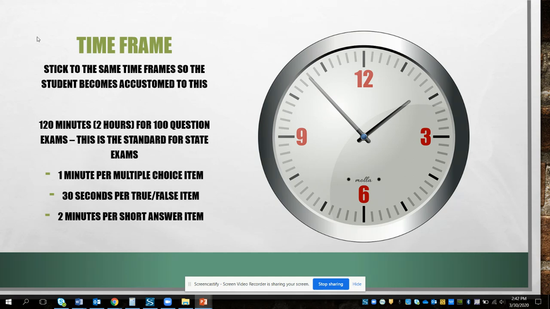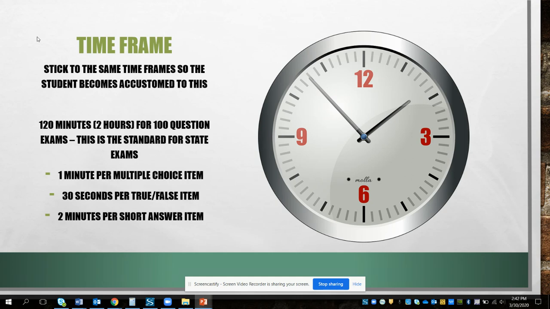Now, looking at time frame for answering questions, it's important that you stick to the same time frame so the student becomes accustomed to this. I usually give 30 minutes per 20-question quiz. Some of those have matching, some of them have short answer, but usually 30 minutes for every quiz and 2 hours for every test. The reason that I do 2 hours for every test is because the state exam for North Carolina is a 2-hour time limit, or 120 minutes, and 100 questions. And so ultimately I'm trying to prepare students for that amount of questions and that length of time.